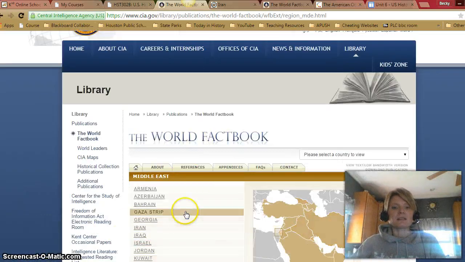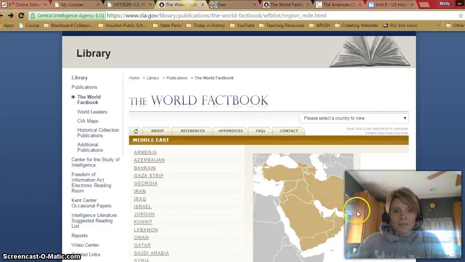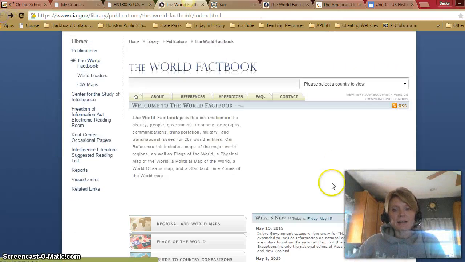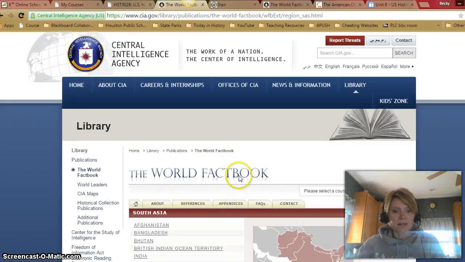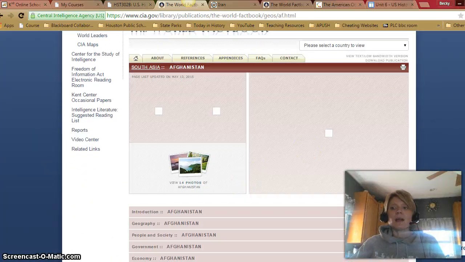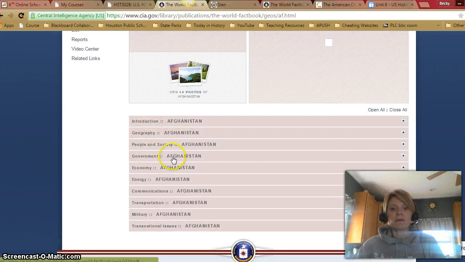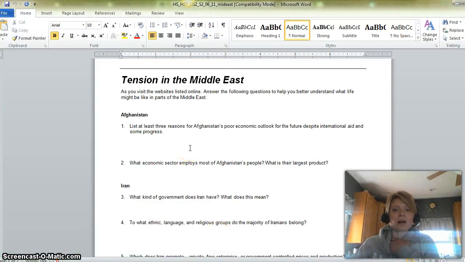and find Afghanistan. It's not there either. Let's try this again. They don't have it in the Middle East, and they didn't have it in Central Asia. South Asia? There they have Afghanistan listed in South Asia. Okay, so we have it broken down into introduction, geography, people and society, government, and so forth. So our first question was what again? It was 3 reasons for Afghanistan's poor economic outlook for the future despite international aid and some progress.